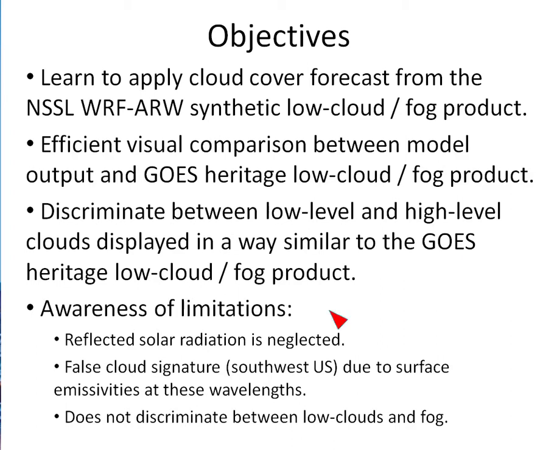And also we want to be aware of limitations, including that reflected solar radiation is neglected, and this is a limitation in that comparison between the synthetic fog product and the GOES Heritage Low Cloud and Fog product is only valid at night. However, there are other products to compare the synthetic imagery with that we'll discuss here. Other limitations include a false cloud signature. You'll see this over the southwest U.S. This is due to surface emissivities at the same wavelengths. Also, it does not discriminate between low clouds and fog.